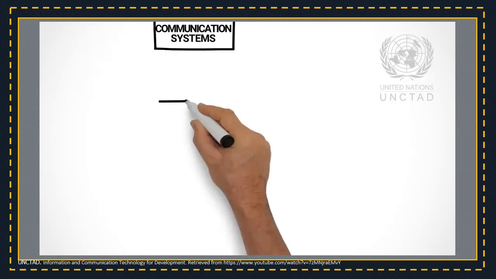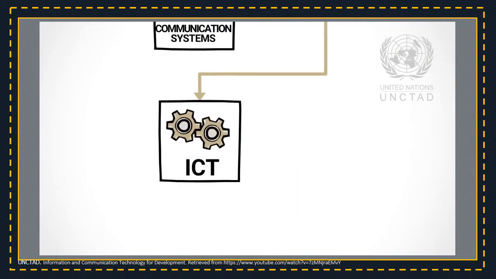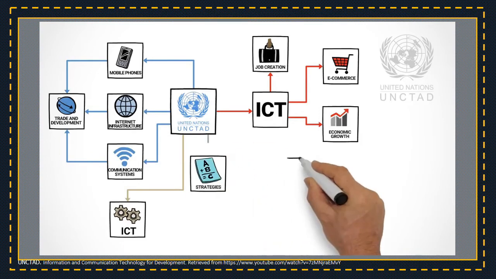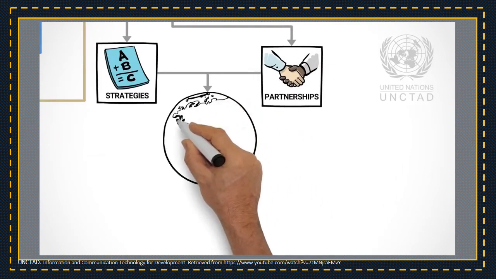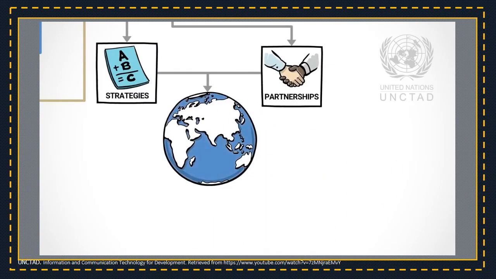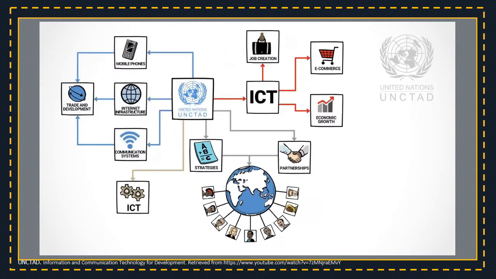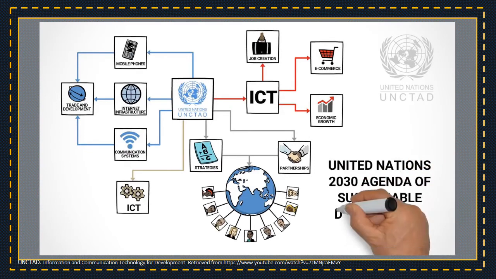The production of ICT goods and services is an industry in itself. There is, however, a long way to go before everyone is able to participate in this evolving information economy. It is essential we have strategies and partnerships in place to help developing countries and transition economies grow their information economies so everyone can participate in line with the United Nations 2030 Agenda of Sustainable Development.